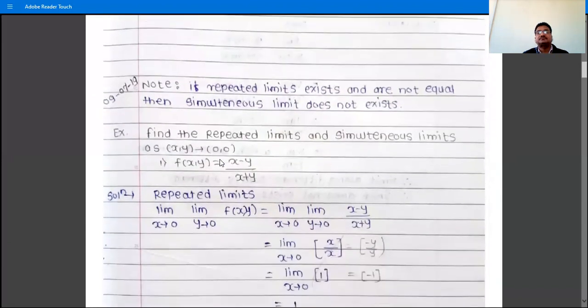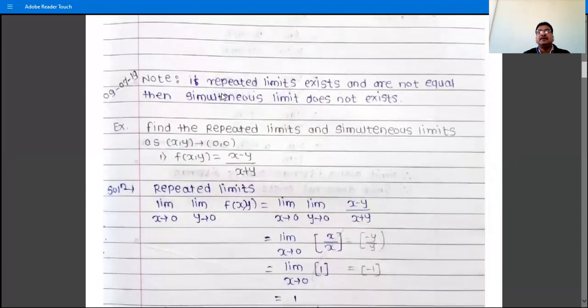So then the next problem is if the repeated limits exist and are not equal, then the simultaneous limit does not exist. This is the only relation between repeated limits and simultaneous limits. Otherwise, there is no relation between repeated limits and simultaneous limits. So the example is: find the repeated limits and the simultaneous limit of this function.